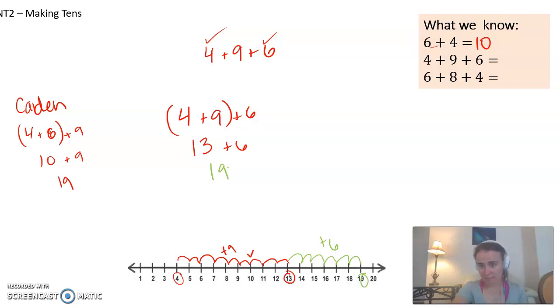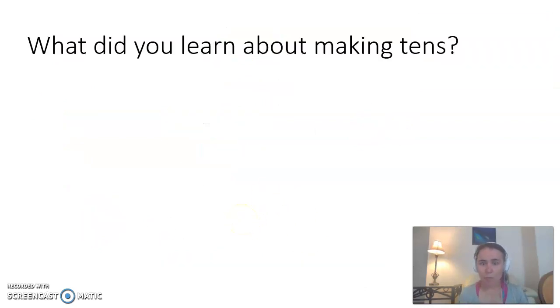And then you would go to this last problem, which you can view as an assessment problem. And then you would do the same thing, recording their thinking. And then afterward, what did you learn about making 10s? Have a quick discussion on that.